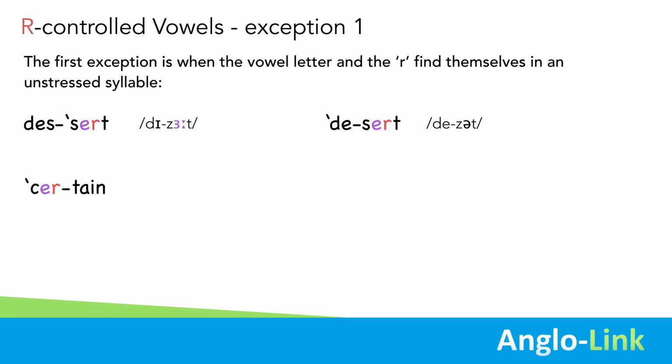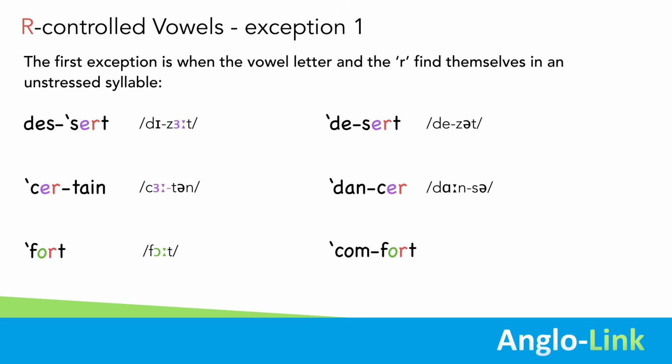Another example is certain. E and R in the stressed syllable and we get the sound certain. But in this word, when the E and R are in the unstressed syllable, we don't get that sound anymore. This is dancer. One last example, this is fort. Now let's put F-O-R-T in an unstressed syllable, for example in the word comfort. So fort, but comfort.